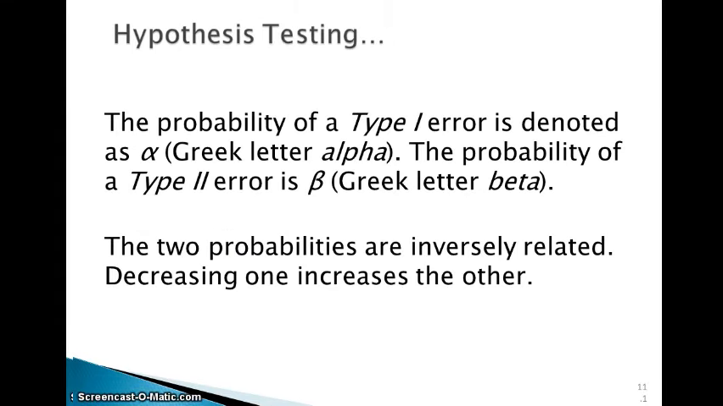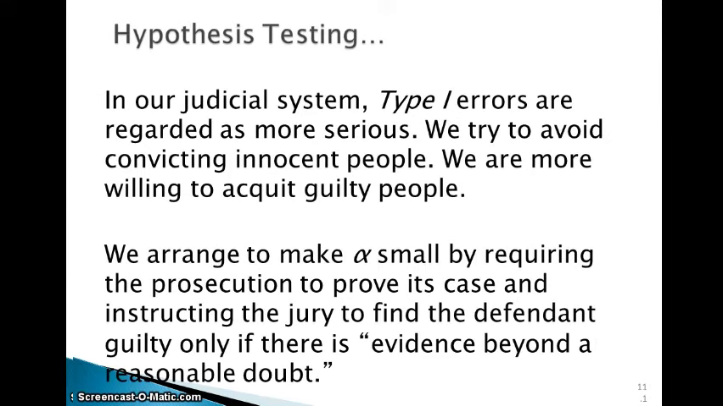In hypothesis testing, the probability of a type 1 error is denoted by the letter alpha. And the probability of a type 2 error is denoted by beta. And this will be important in another slide. But the two probabilities are inversely related. So in other words, the higher the alpha or type 1 error probability is, the lower the type 2 or beta probability is. And the reverse is also true.